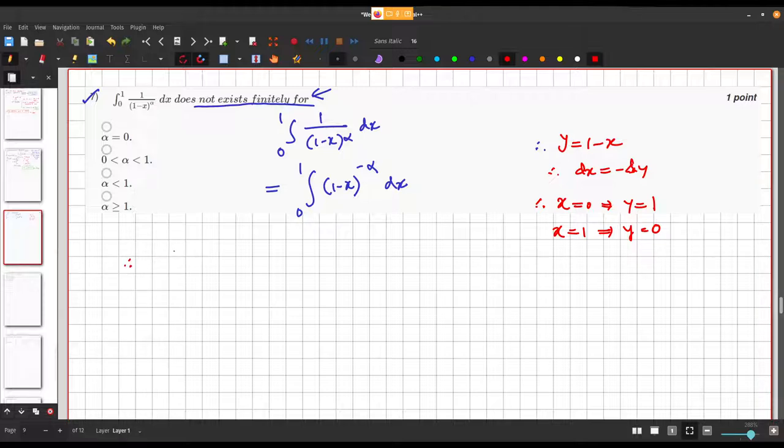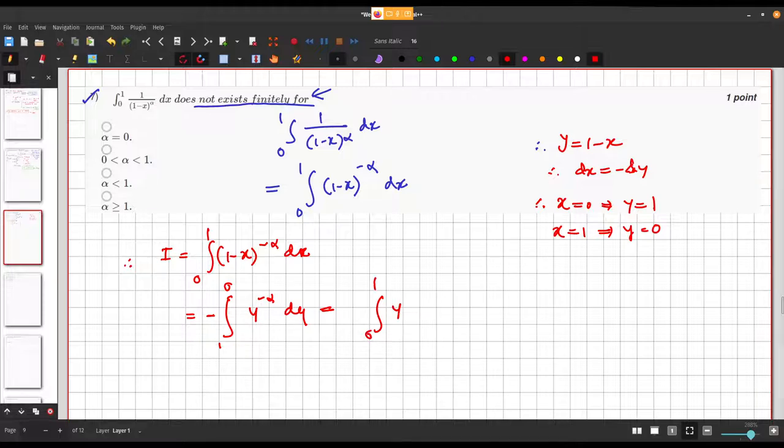So let us denote the integration as I, which will be from 0 to 1, (1 minus x) to the power minus alpha dx. And it can be written as minus the integral from 1 to 0 of y to the power minus alpha dy, which is basically the integral from 0 to 1 of y to the power minus alpha dy. And we can easily do this integration. This will be y to the power 1 minus alpha over 1 minus alpha, evaluated from 0 to 1.